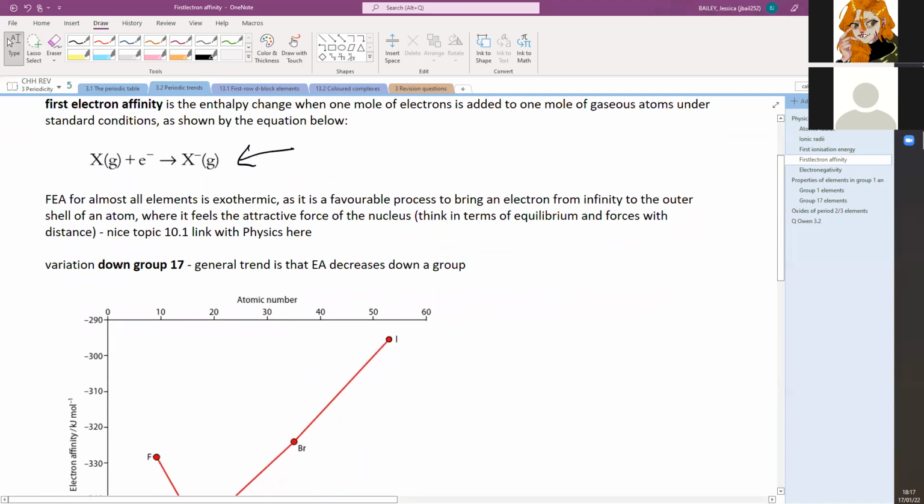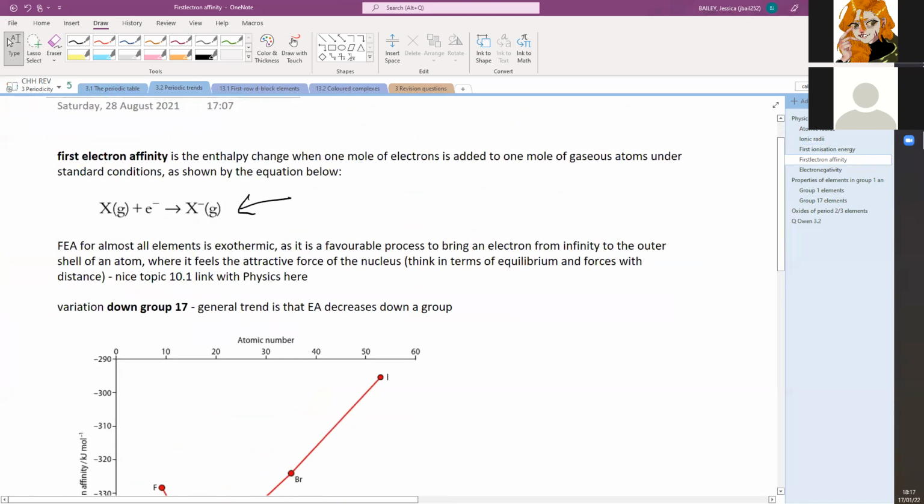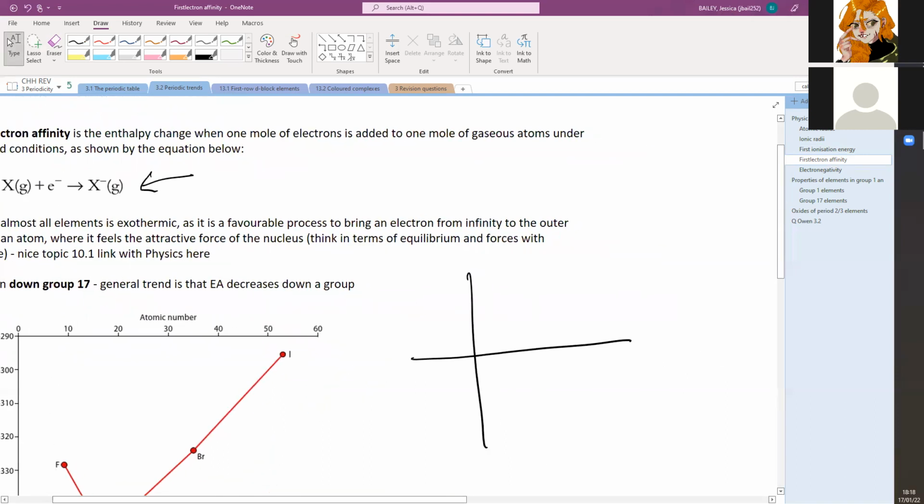The first electron affinity for almost all elements is exothermic. You don't do physics, do you? So the intuition behind why this is the case is a bit difficult to explain. I could explain it, but it might get a bit confusing. Basically, this is a diagram that you might see sometimes to do with the energy of an electron depending on how far it is from the nucleus, and it looks a little something like this.